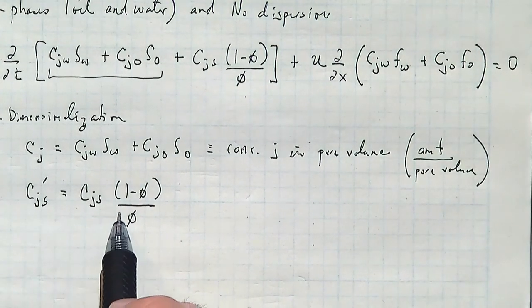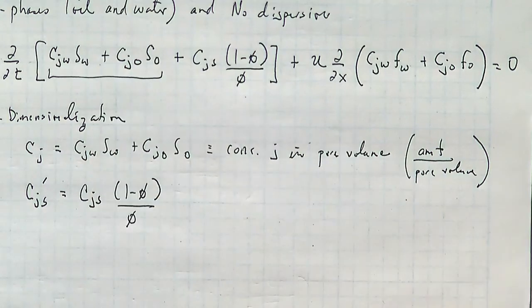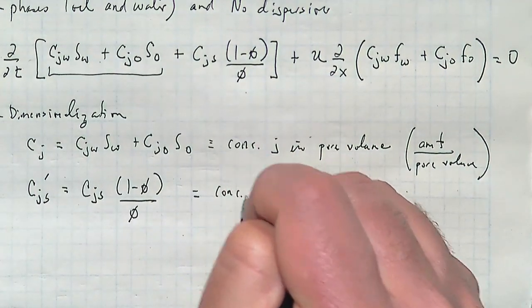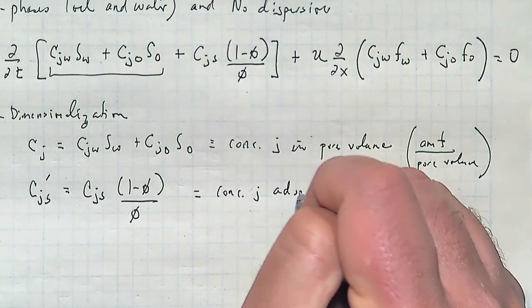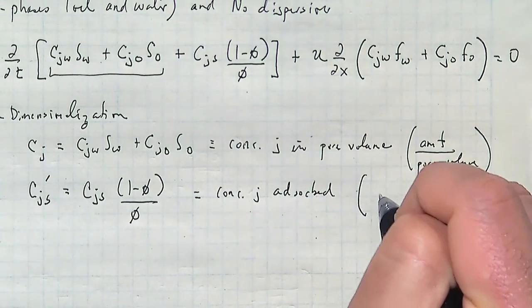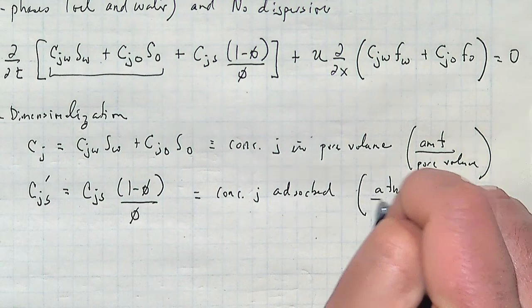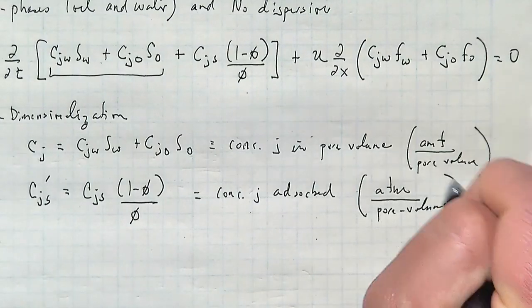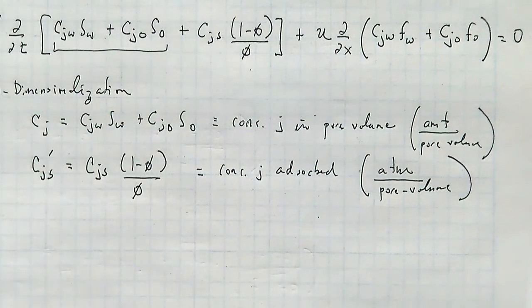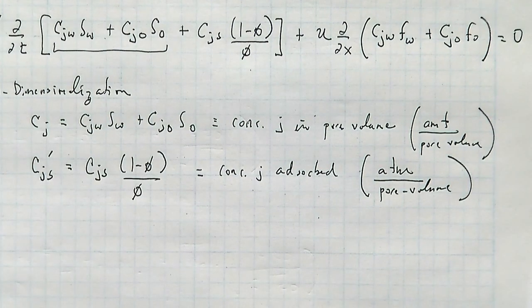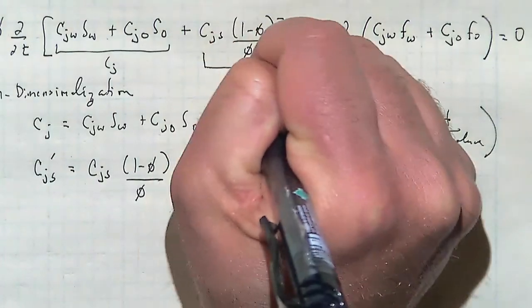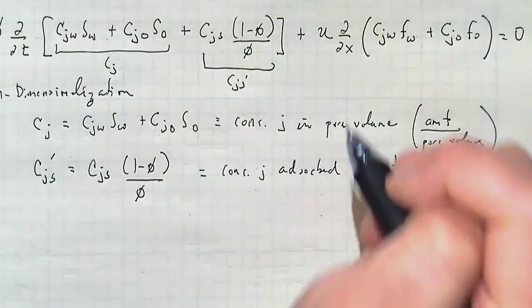The reason why I did this is I want this to have the same units as that. So now this is going to be concentration of J adsorbed, but it's now also going to be amount per pore volume. That amount might be pounds or kilograms, might be a mass. Then, this right here is Cj. This right here is going to be Cjs prime.